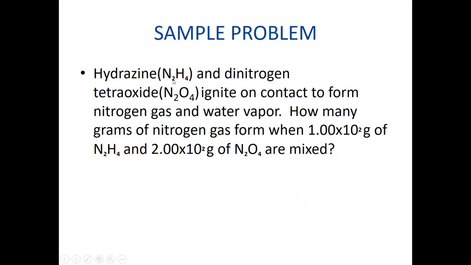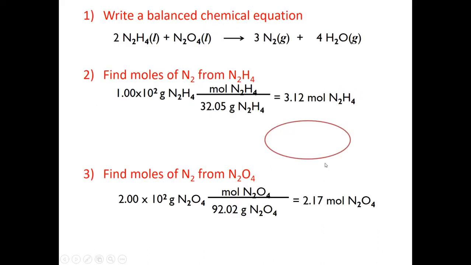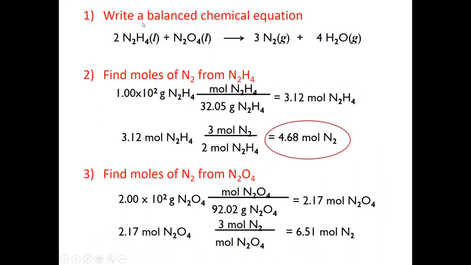Okay. Hydrazine N2H4 and dinitrogen tetroxide ignite on contact to form nitrogen gas and water vapor. How many gram of nitrogen gas form when 1 times 10 to the power of 2 gram of N2H4 and 2 times 10 to the power of 2 gram of N2O4 are mixed? So here you need to write down the balanced chemical equation. So you need to make sure the stoichiometry is balanced.